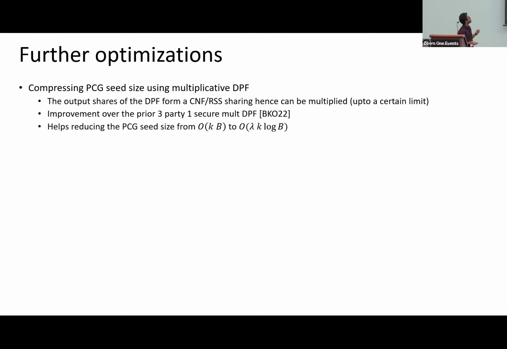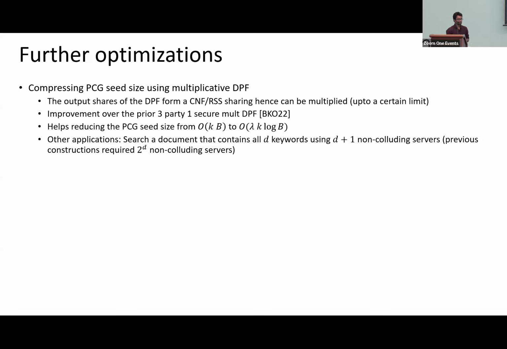And this helps us in improving the resulting PCG seed size from being linear in the sparsity parameter to being just logarithmic in the sparsity parameter. And this has other applications, such as securely searching a document that contains D keywords using just D+1 non-colluding servers, whereas previous approaches required exponential in D non-colluding servers.